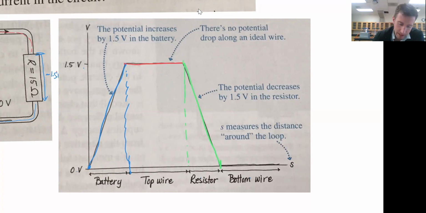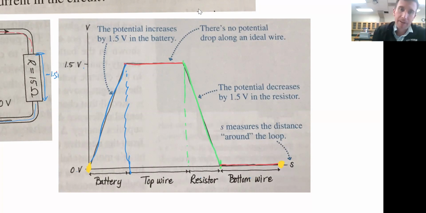And then finally, I've got the bottom wire. And the bottom wire, it's 0, and it just maintains 0. And then this piece, the end of the bottom wire, is the same as the negative terminal of the battery. So those two dots really connect to each other. It's a loop, a circuit.